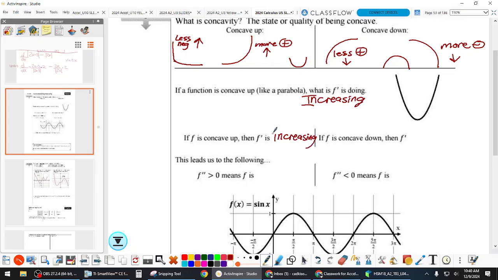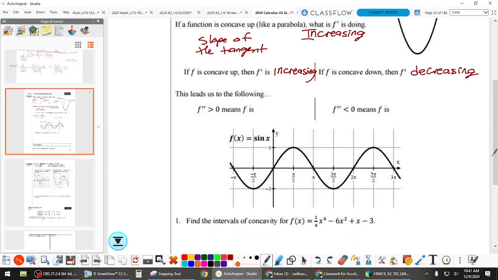What's another name for f prime that you can think of? Yeah, it's the slope. Slope of the tangent, right? I think sometimes it's helpful to always bring it back to that. And then if f is concave down, f prime is decreasing. That all seems good, right? But that's also all stuff we've done too.